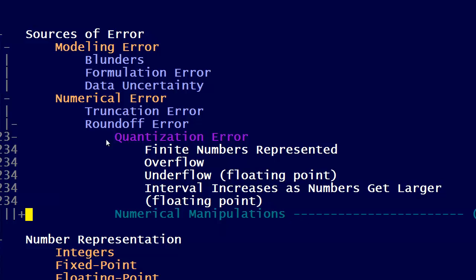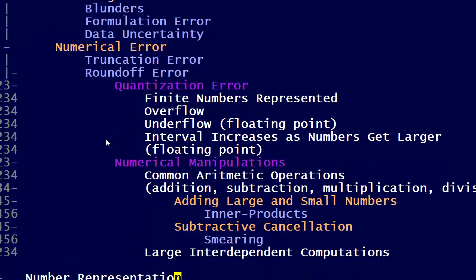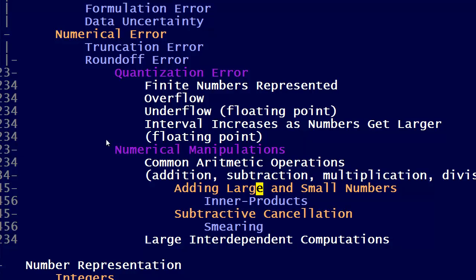Okay, so now we're ready to talk about, still in the topic of round-off error, numerical manipulations and how numerical manipulations lead to round-off error. And this is just sort of an overview of the topics that we're going to cover there.